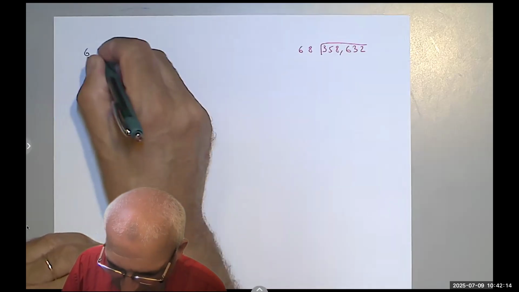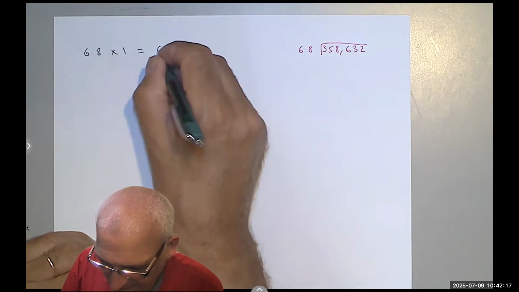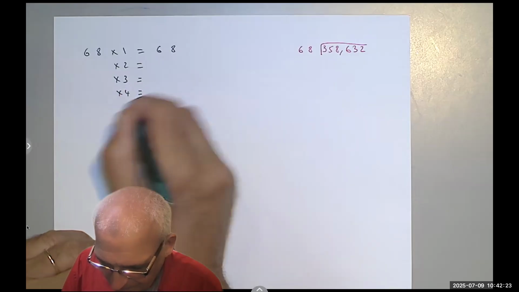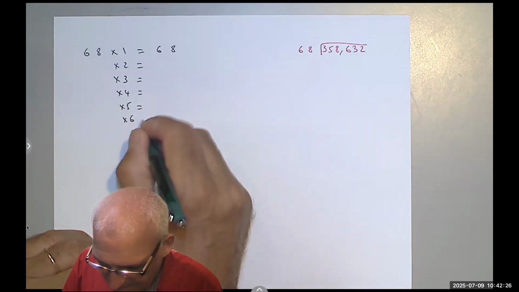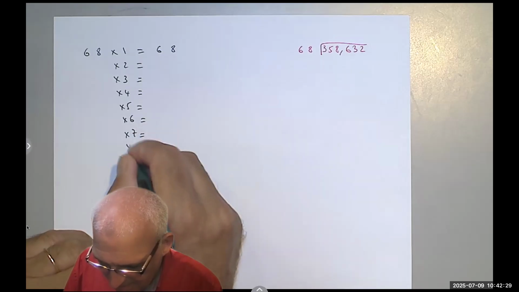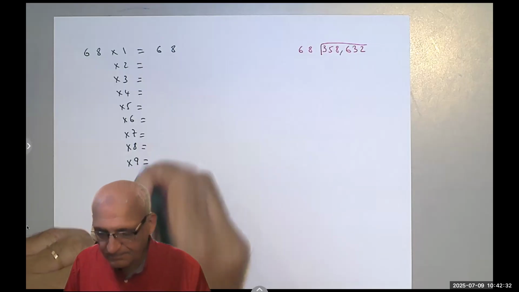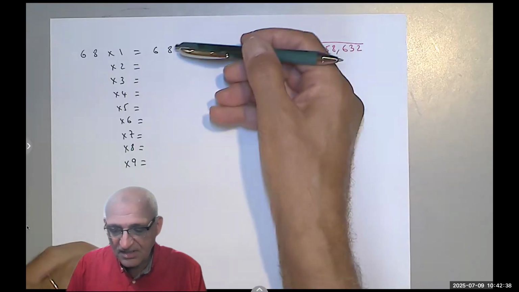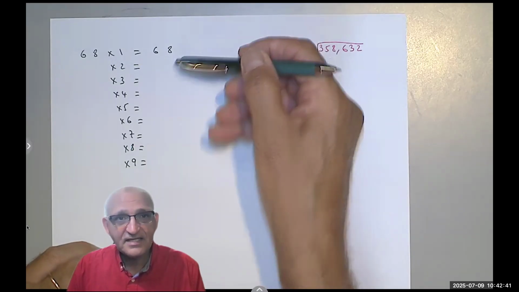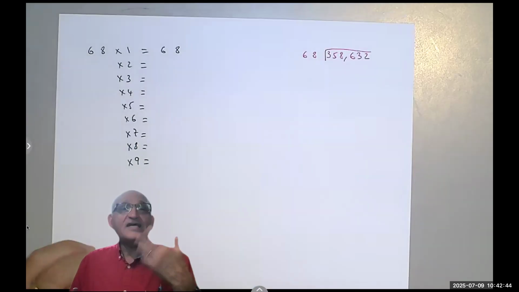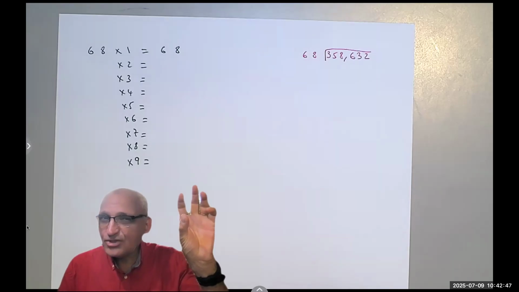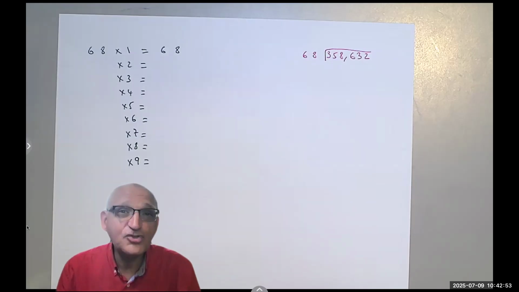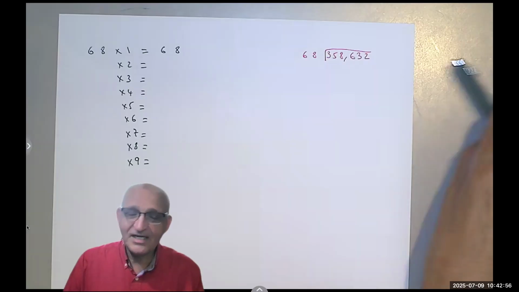So we know that 68 times 1 will give me 68, then times 2, times 3, times 4, times 5, times 6, times 7, times 8 and times 9. Remember what we said when it was 9. For the left-hand side, you start with 9, and then you drop 1, so 8, 7, 6, up until you reach 1. With 9, we dropped by 1. With 8, you drop by, if you said 2, then you got it.